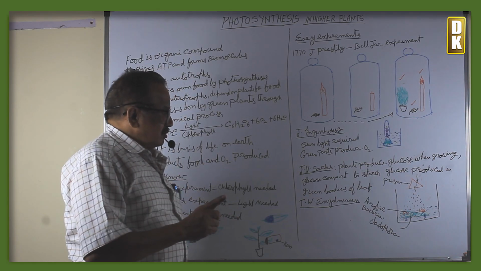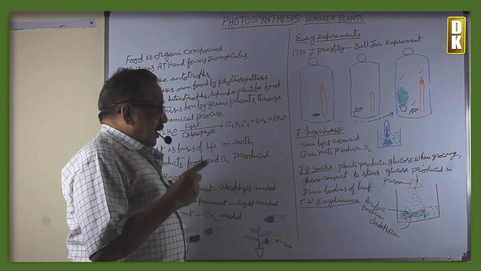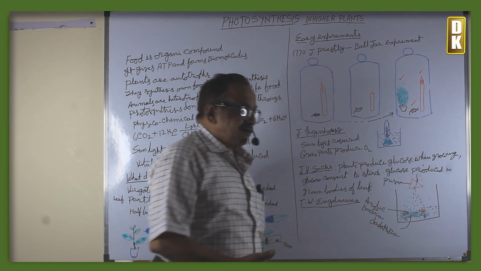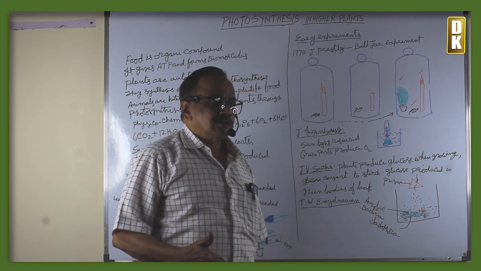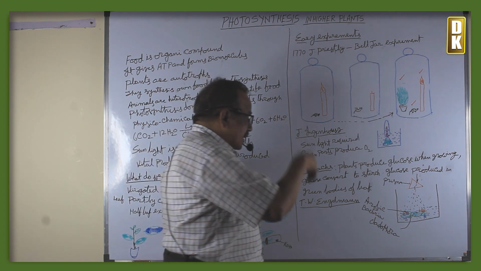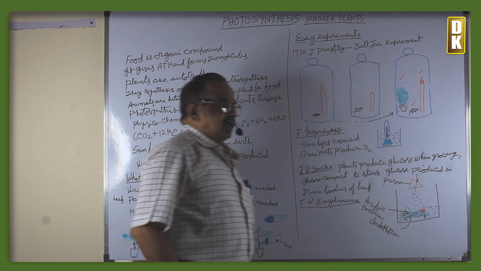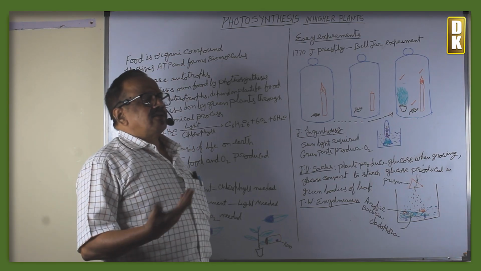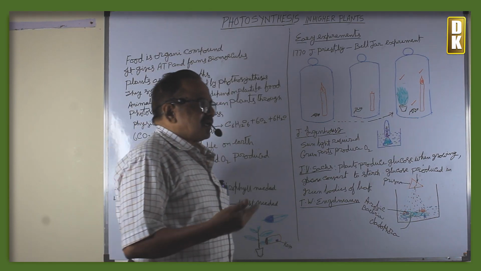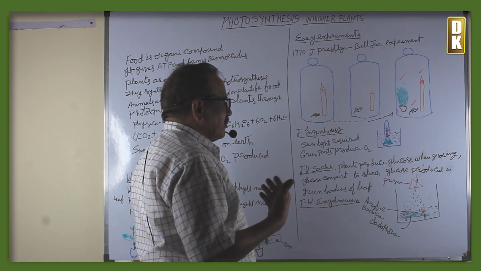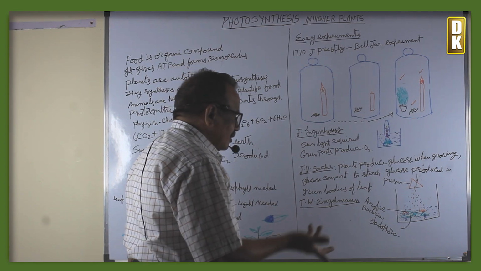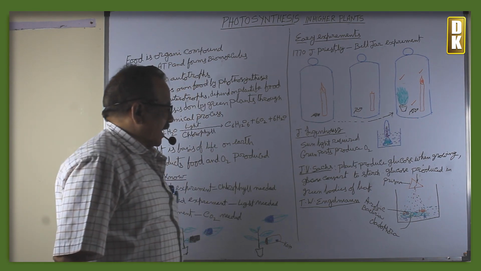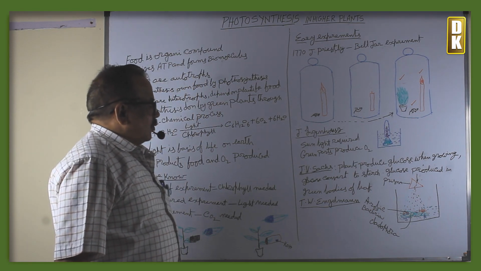Why did he use bacteria? Because when photosynthesis is going on, oxygen will come out. Oxygen is required for the aerobic bacteria, so where oxygen is available, the bacteria will grow. It is an indication that where oxygen is coming, photosynthesis is going on. For that only we did this experiment and concluded that blue and red lights are important.